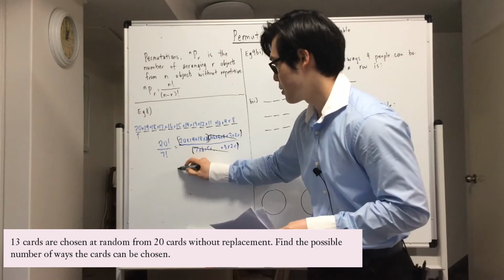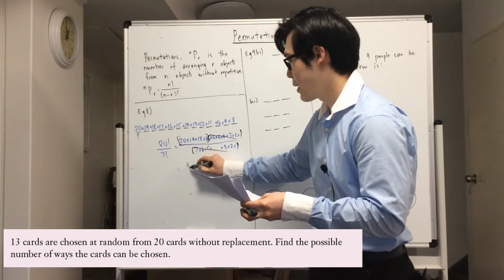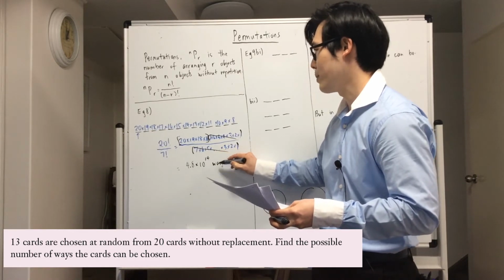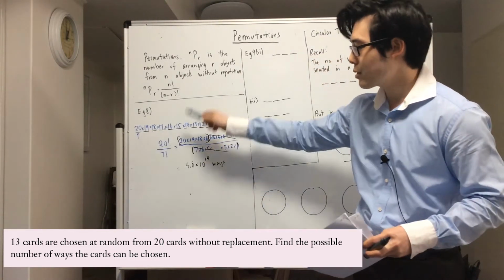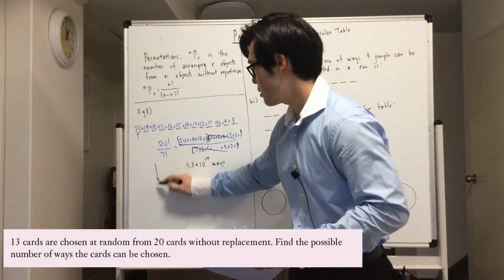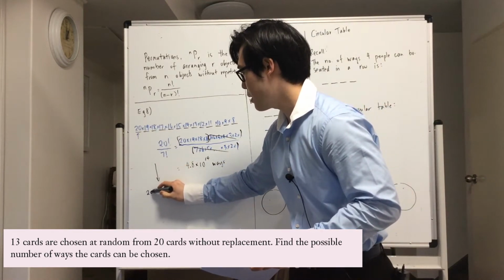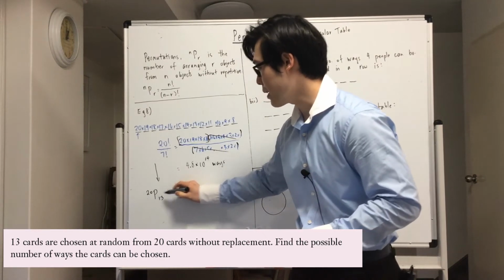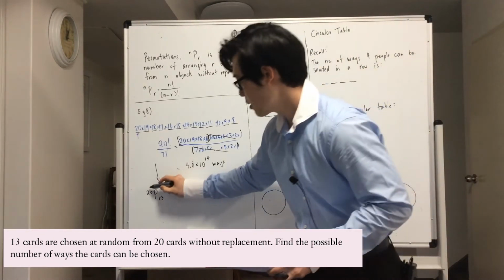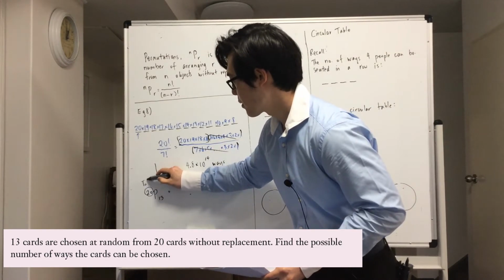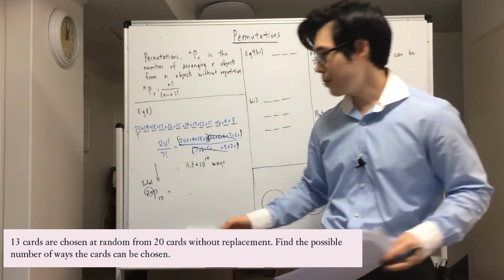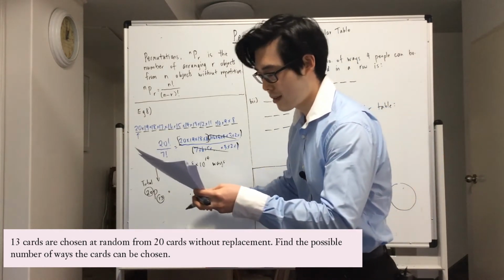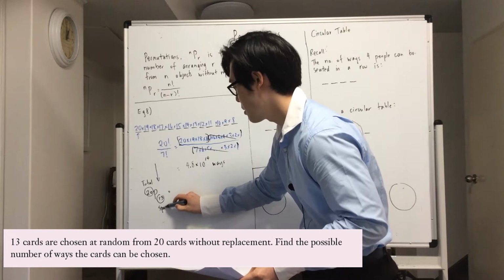By the way, if you put this in the calculator, you're going to get 4.8 times 10 to the power 14. So that's the number of ways you can choose 13 cards from a deck of 20 cards. Instead of having to write it like that, girls, this is the same thing as writing 20P13, or permutation 13. The way this works, 20 is the total number of cards or objects that you can choose from, and 13 is the number of spaces or the number of cards you're choosing in this case. So think of this as spaces.